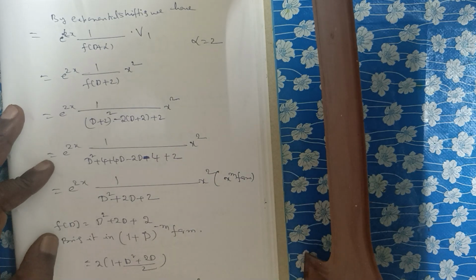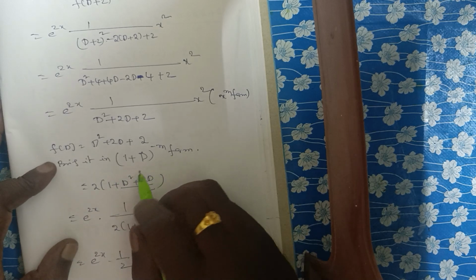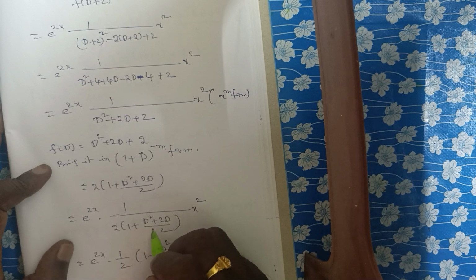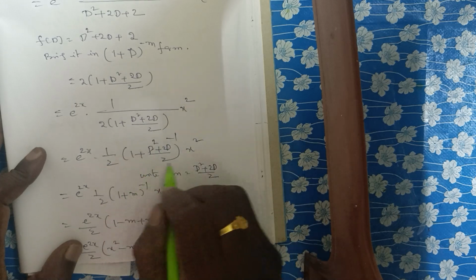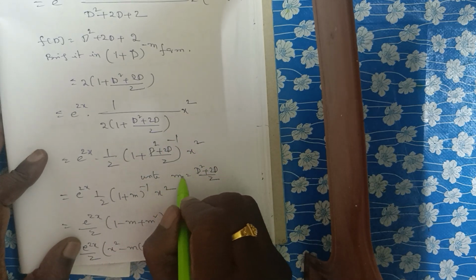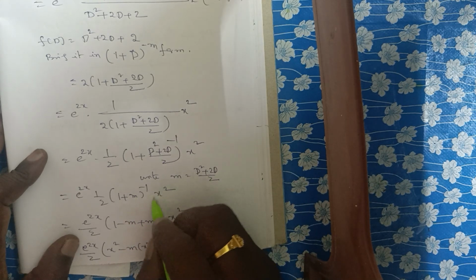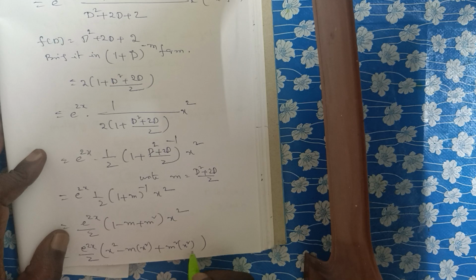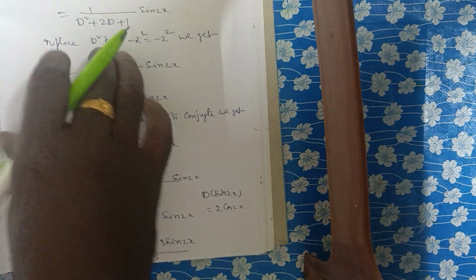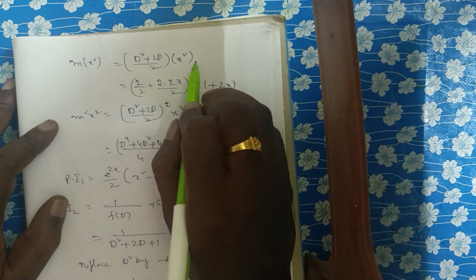It is in the form of x^m. Now we can write it in the form (1 + t)^(-m): e^(2x) times 1/(1 + (D² + 2D)) whole power of -1 into x². Since the x² form is there, we can write m = D² + 2D. So we have 1 - m + m² applied to x², that is x² - m x² + m² x². We are writing all the values one by one. First, m x², where m = D² + 2D.